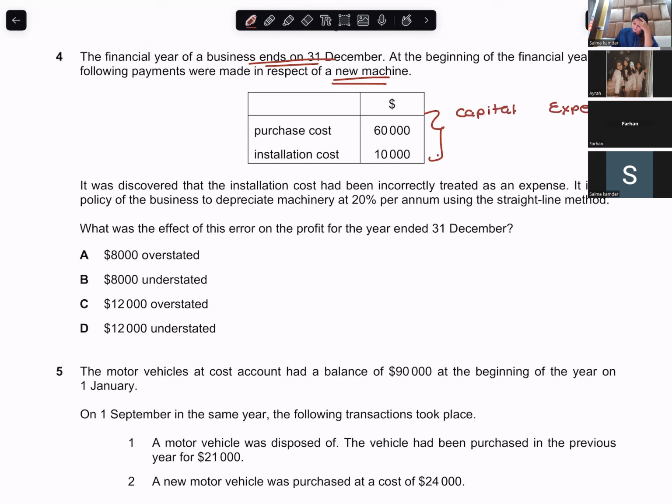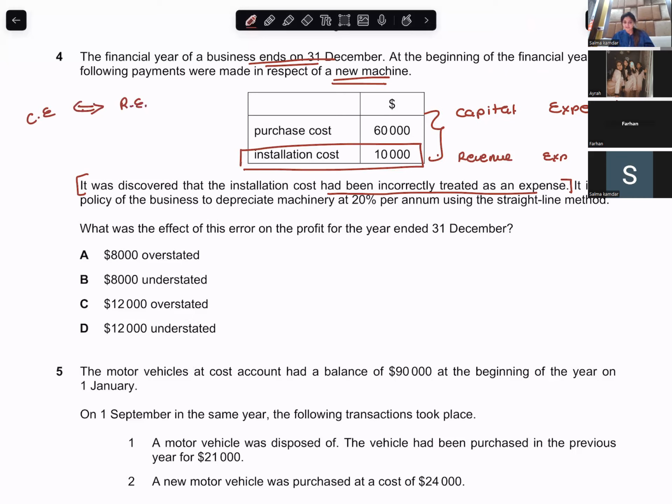It was discovered that the installation costs had been incorrectly treated as an expense. Tell me what is the meaning of this? Instead of adding it to the total cost of machinery, they put it in the expense column of the income statement. That means this amount has been put as an expense, as a revenue expenditure. So capital expenditure was treated as revenue expenditure.